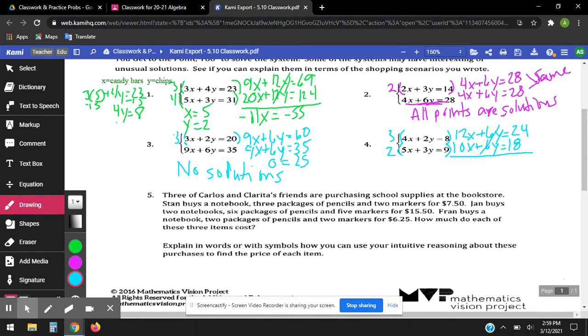So if I subtract, those cancel. 2x equals 24 minus 18 is 6. So x equals 3. And if I substitute in, we'll do the top one. 4 times 3 plus 2y equals 8. So I'm going to minus 12.